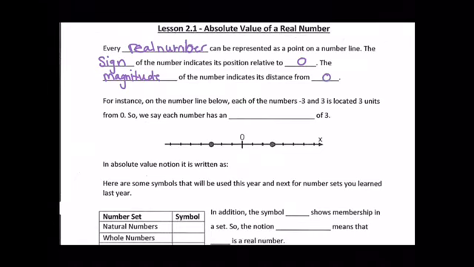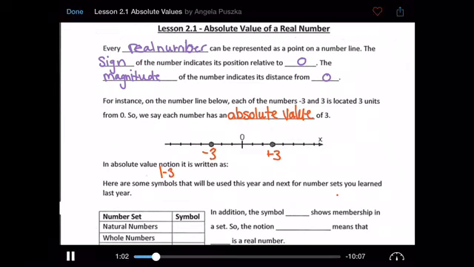For instance, on the number line below, each of the numbers, -3 and 3, is located 3 units from 0. So there's my -3, here's my +3. So we can say that each number has an absolute value of 3. And this is the same as writing the absolute value of -3.